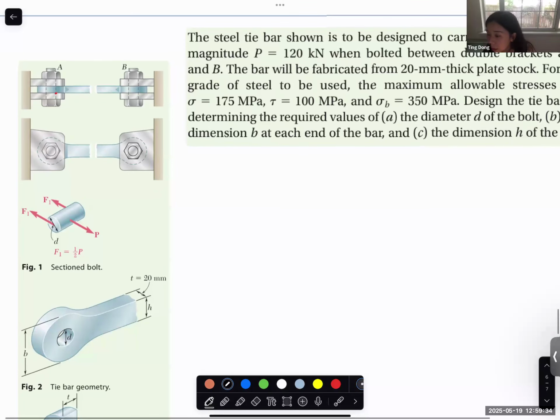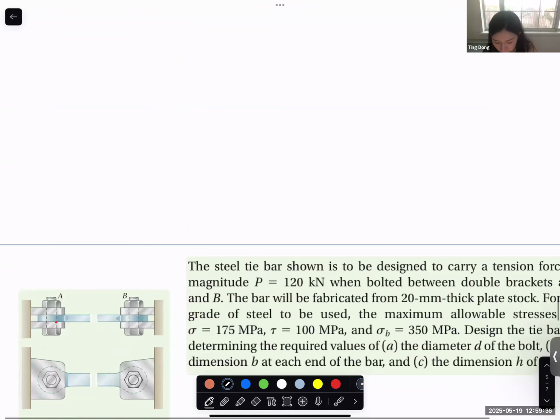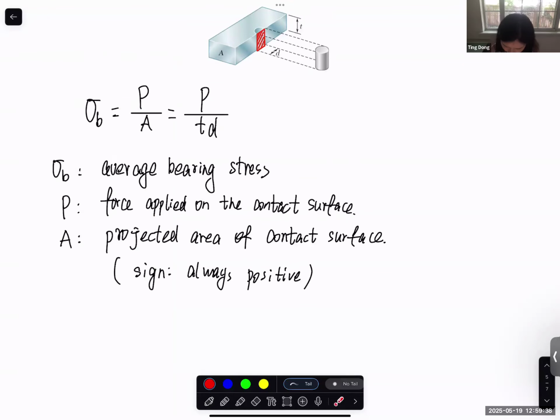Yes, it's the same. We use sigma, but we have the subscript B here. Whenever you see the subscript B, it should be bearing stress. But I just want to make it clear, we don't normally calculate bearing stress a lot in solid mechanics. Normally we are concerned about the normal stress and shear stress. This is just to be complete.